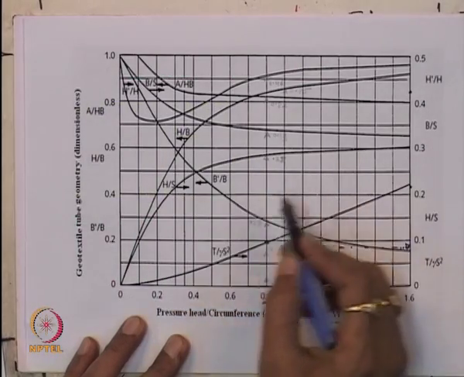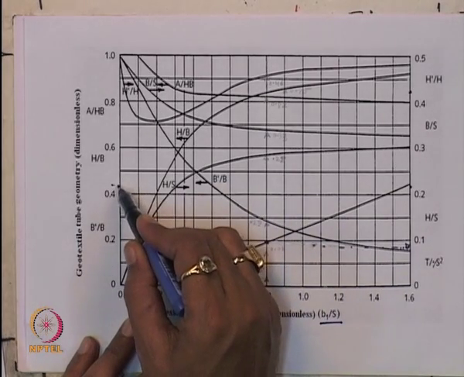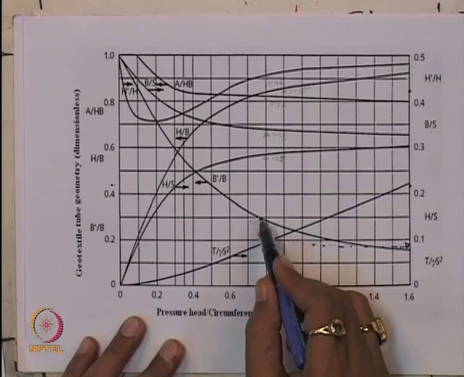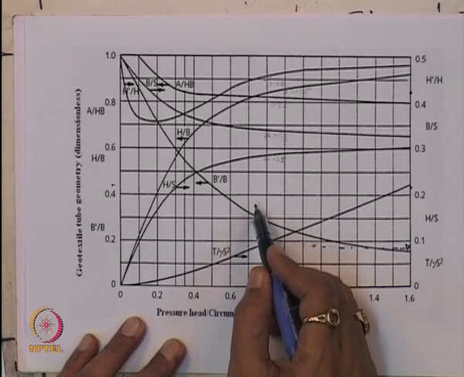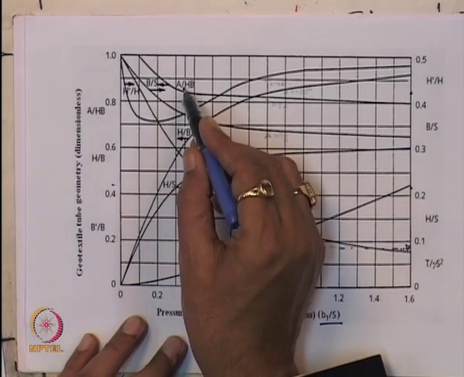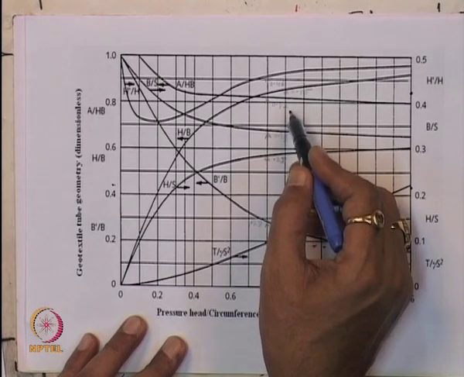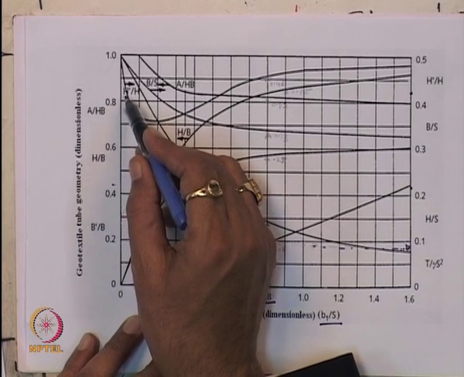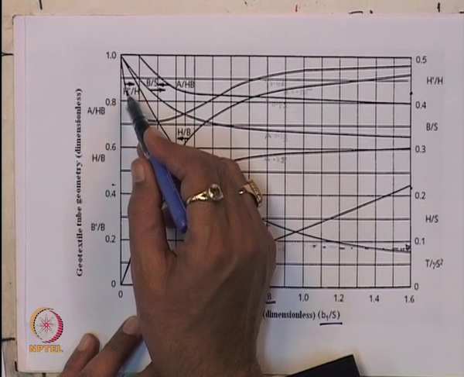Again, B dash by B in this direction here. So B dash by B will be equal to 0.29. So B dash will be 0.29 into 3.3, which is 0.96. Again, A by HB will be equal to 0.82 here. So A will be equal to 0.82 into H which is 2.8, into 3.3, it will give 7.58 meter square.